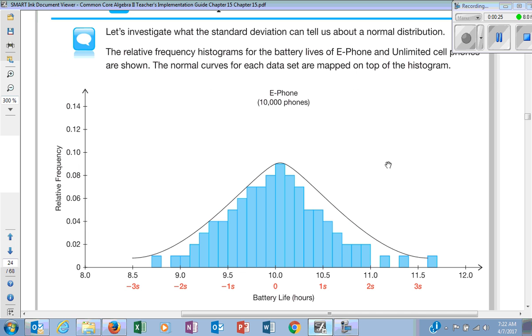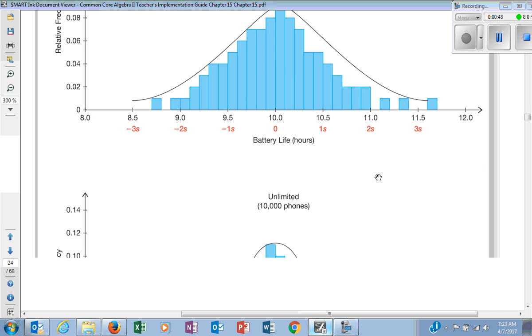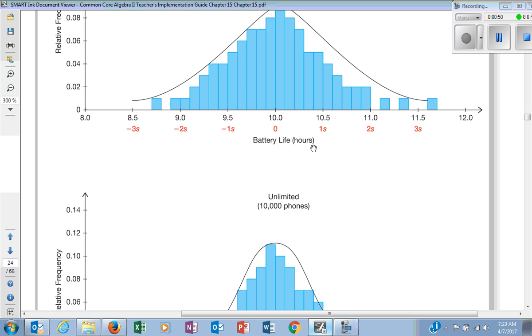So here's what happens with a bell curve. All right, so let's investigate what the standard deviation can tell us about a normal distribution. Again, remember, this is very important that it is a normal distribution, okay? So the relative frequency of the histogram for the battery lives of e-phones and unlimited cell phones are shown. The normal curves are mapped on the histogram. You see this negative 1s.